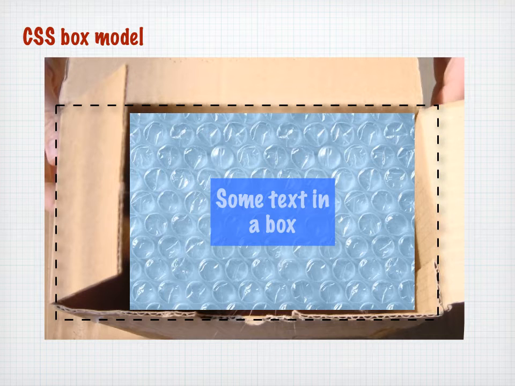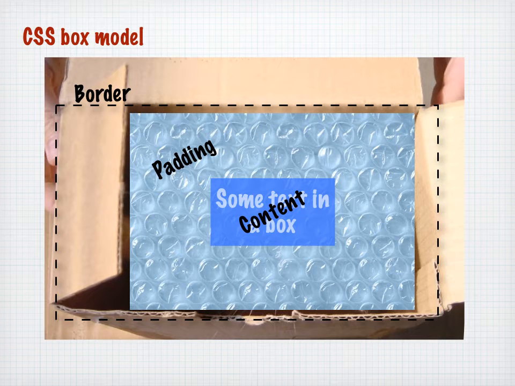Now, the actual text inside the box is the content. And surrounding that content is, you can visualize it as a kind of bubble wrap. That's the space between the content and the actual cardboard box, the actual border of the box. And that's called the padding. And then we have the actual cardboard box itself, the actual border, which is called the border. And what we can do is we can style the actual parts of the border and parts of the padding.